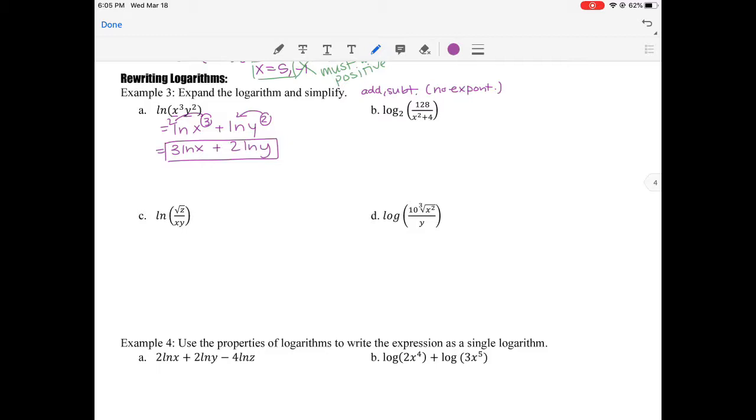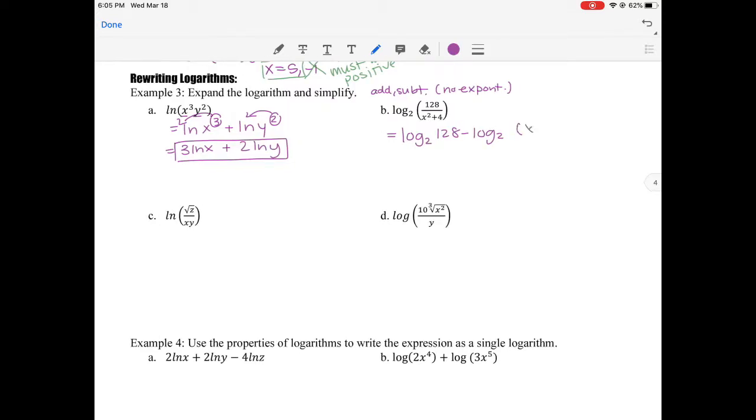All right, looking at this next one, we're dividing. So we're going to go ahead and divide. Our exponent rule of dividing is subtracting. So we're going to do log base 2 of 128 minus log base 2 of x squared plus 4.